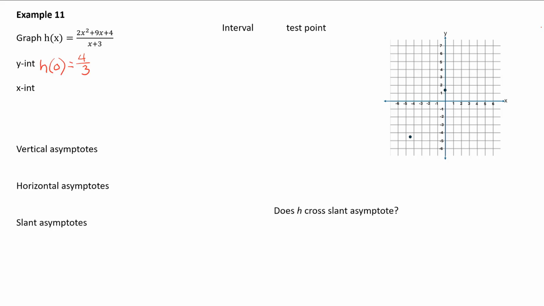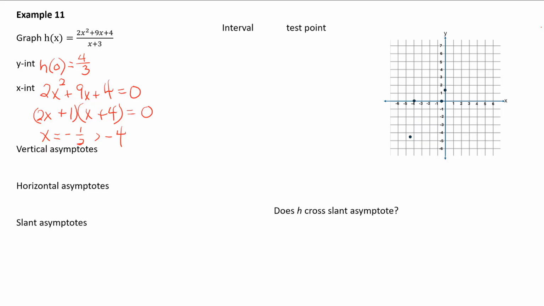Then our x-intercepts, we have to set the function equal to 0 and see what x would be. And the only way for this function to ever equal 0 is for the numerator to be 0. The denominator can't be 0. So we will check the numerator and make it 0 and see what values of x are going to make that happen. And so this will factor like this. And so that means that x would have to be negative 1/2 or negative 4. So those are the two x-intercepts, the zeros of the function.